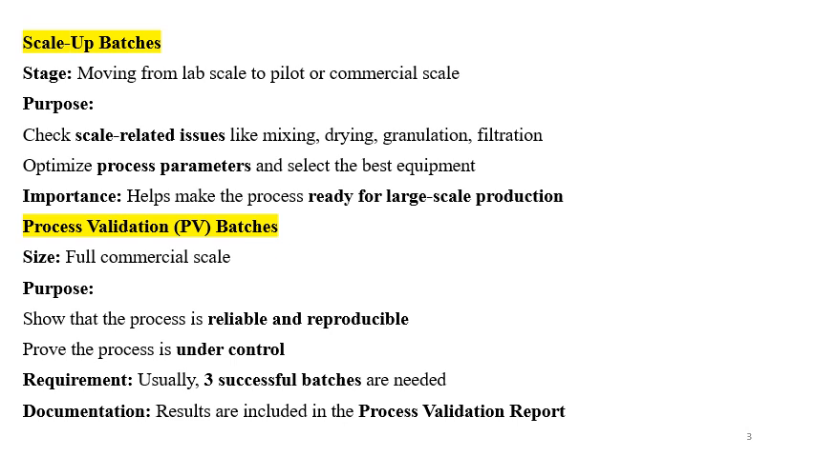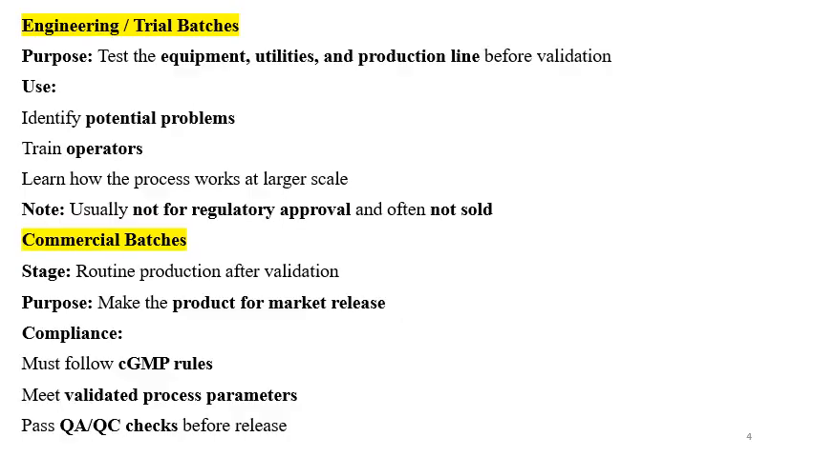Then coming to the process validation, or generally these are called as PV batches. So batch size for these PV batches is full commercial scale, that is manufacturing batch scale or batch size, and purpose is to show that the process is reliable, reproducible, and the product is robust. These batches prove the process that it is under control, and generally 3 successful batches are required. The results from these batches are included in the process validation report.